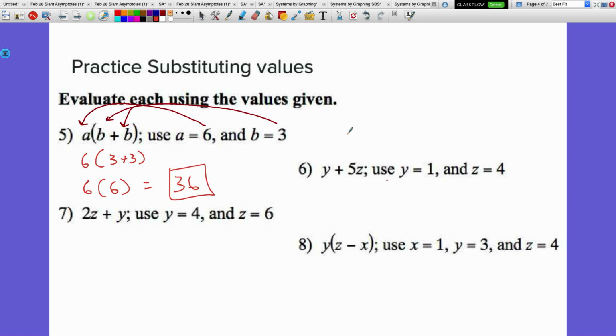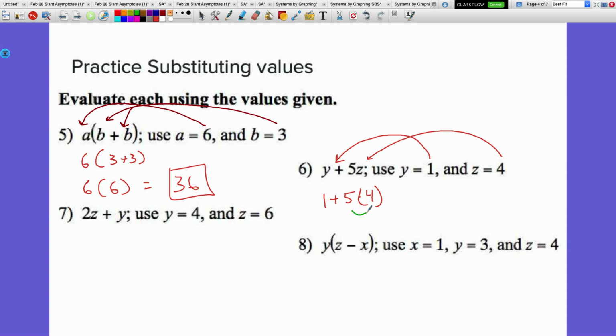All right, next one, y plus 5z. This time we're going to use y equals 1 and z equals 4. So 1 plus 5 times 4. Sometimes I use parentheses when I substitute, sometimes I don't. Especially if we've got a coefficient, I like it so that I don't confuse this for 54. This still is 5 times 4.